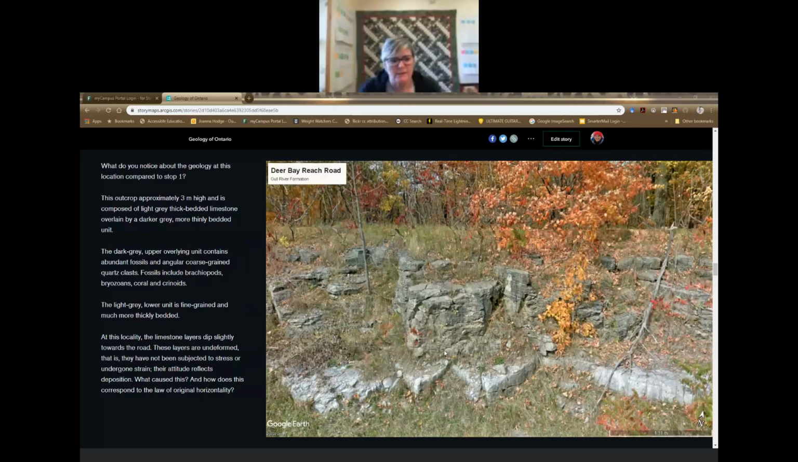The lower unit is finer grained. It is much, much more thickly bedded. It doesn't really contain much in the way of fossils, so not super interesting.